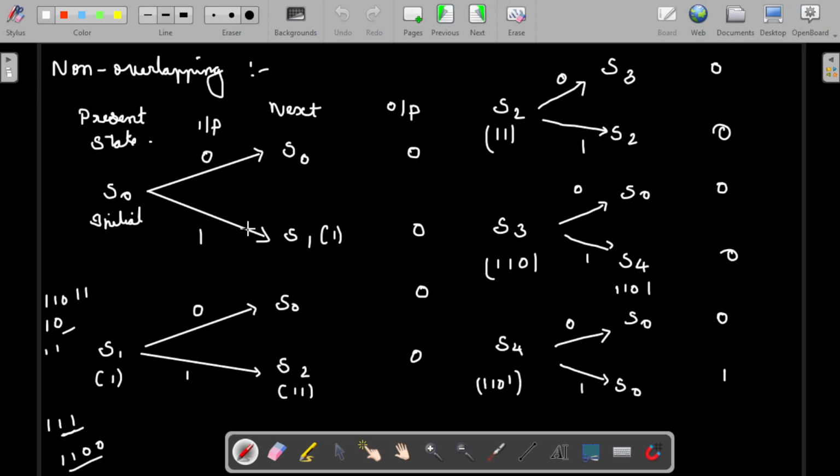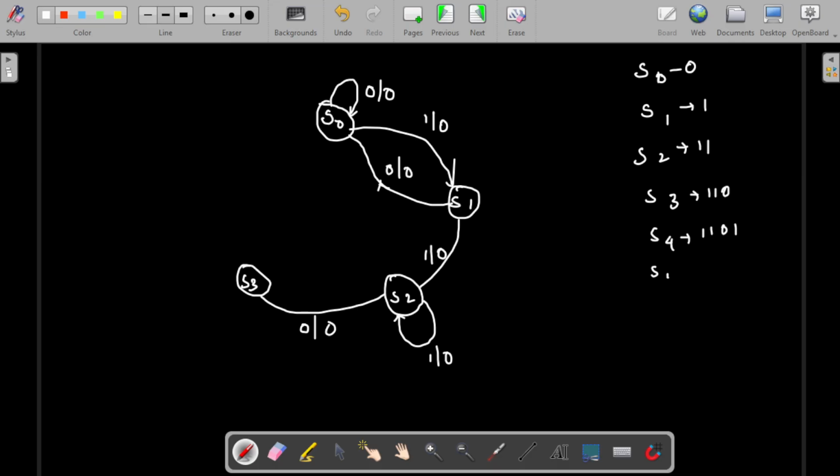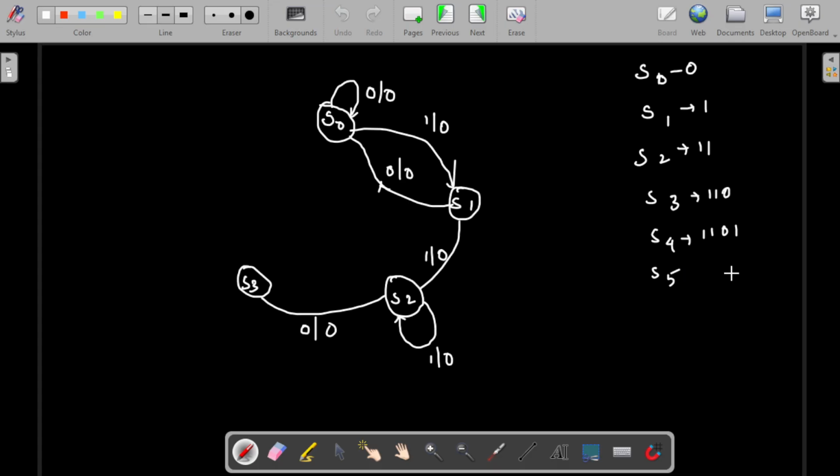What we are doing is analyzing this and converting it into this diagram. S3: when the input is 0, output is 0. Here S0 is nothing but the initial state, S1 is nothing but 1, S2 is 1 1, S3 is 1 1 0, and S4 is 1 1 0 1. S5 we usually won't represent, so we won't take it; we take only up to S4, and the last transition is the sequence-detected output.